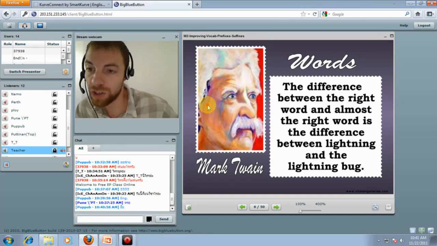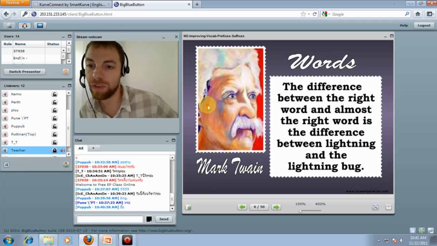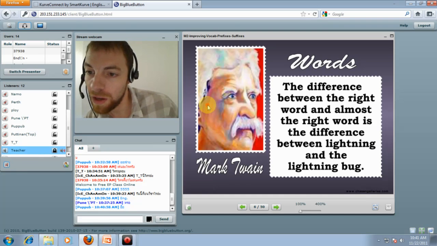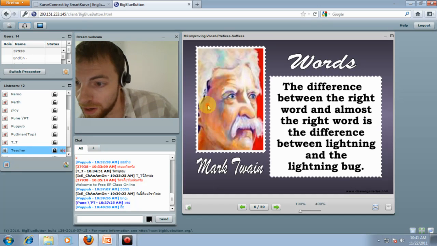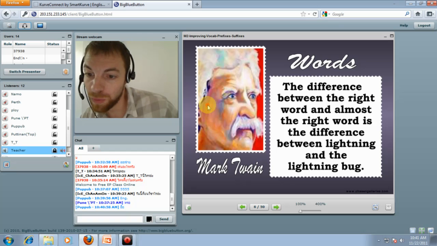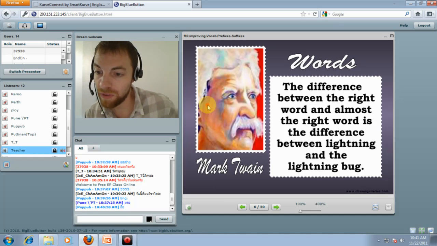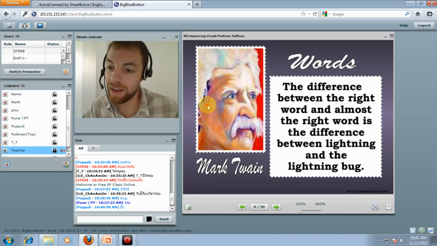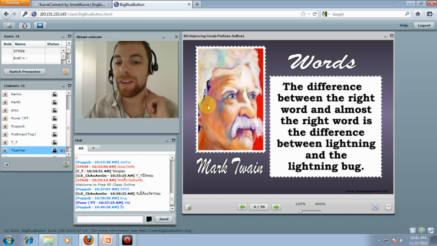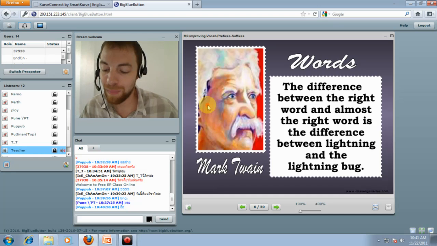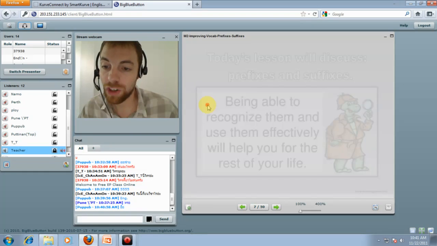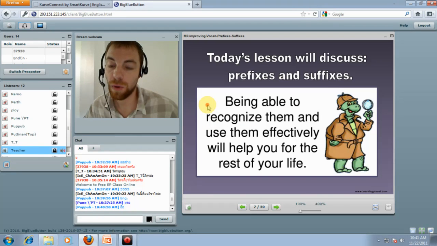Here is a quotation from a famous American author, Mark Twain. The difference between the right word and almost the right word is the difference between lightning and the lightning bug. So basically it is a big difference when you add or change a prefix or a suffix.